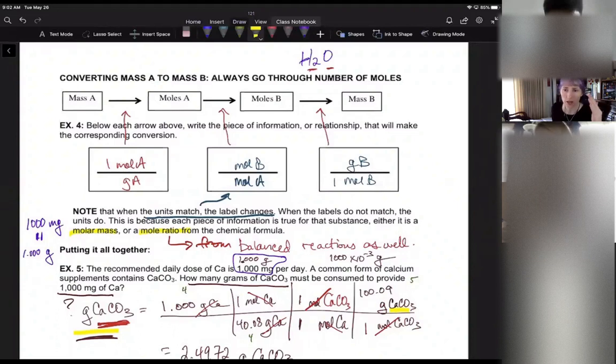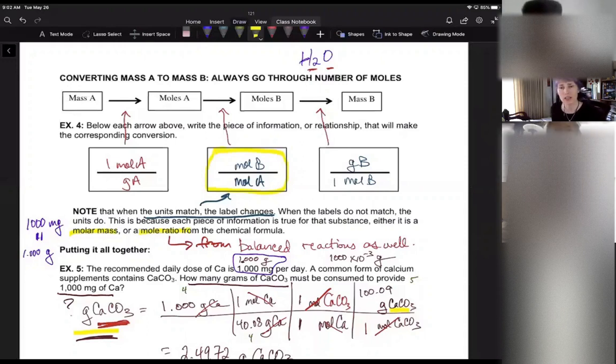So it's moles on top and moles on the bottom, has the same unit, and we use that mole-mole relationship to change the label. We'll change the label from one thing to another, from one chemical to another chemical, or it could be from one element to the compound. So anything that has a number ratio that's fixed like that, we can use for that mole-mole relationship.